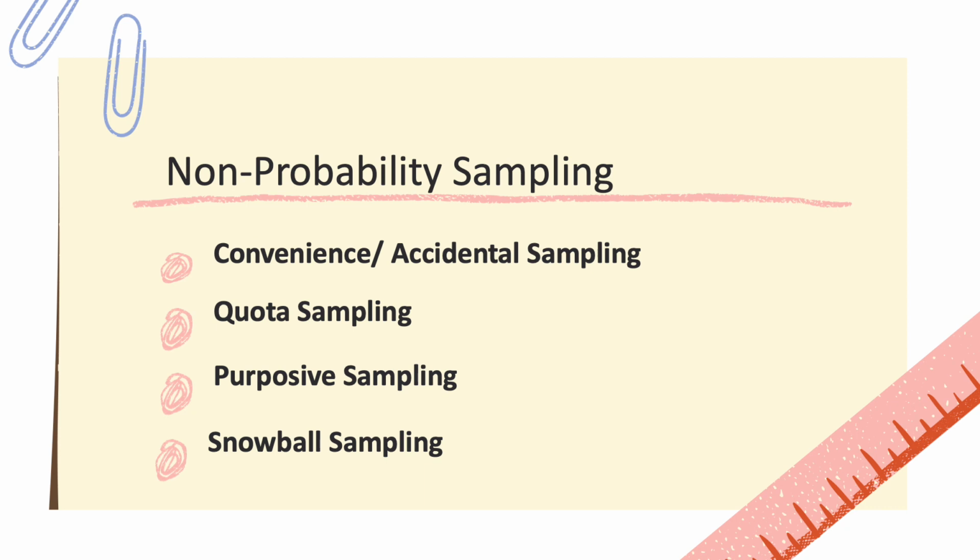The next example is quota sampling. Quota sampling is first segmented into mutually exclusive subgroups, just as in stratified sampling. Then judgment is used to select the subjects or units from each segment based on a specified proportion. For example, a researcher may be told to sample 200 females and 300 males between the ages of 45 and 60. In quota sampling, the selection of the sample is non-random.